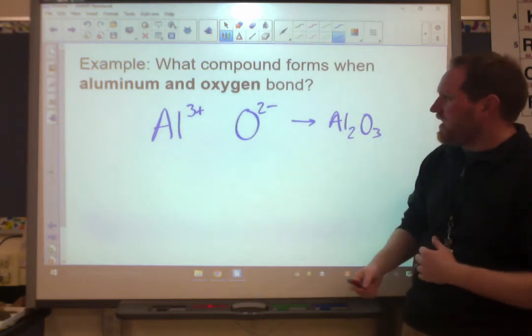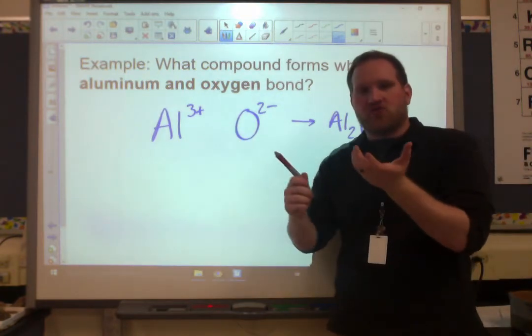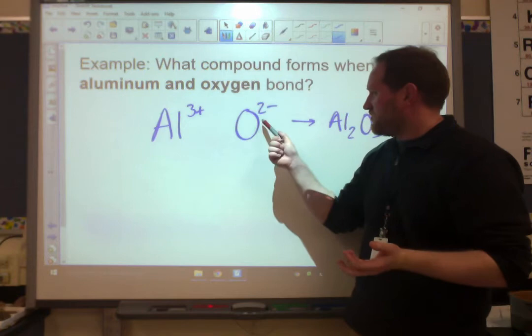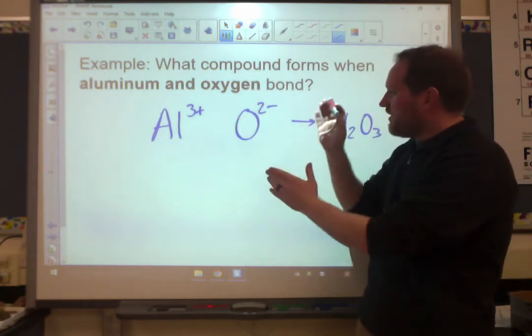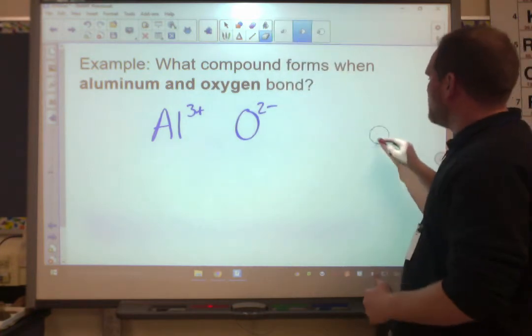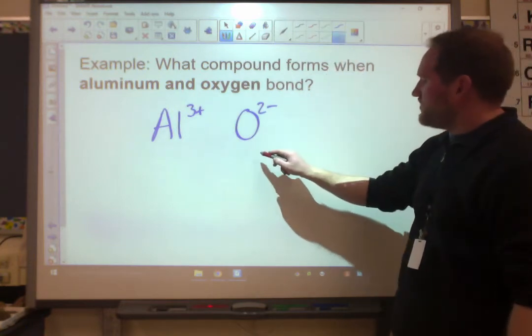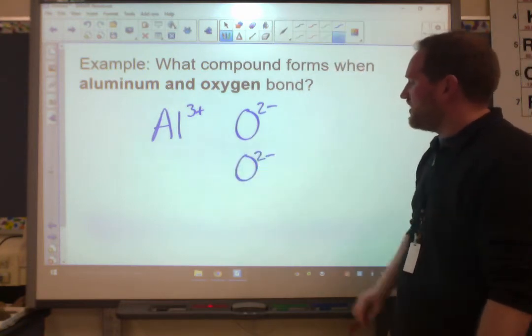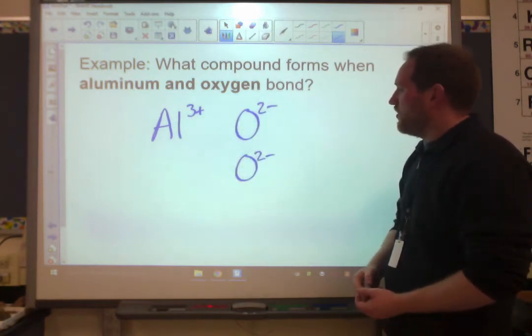And if you want to see how this works more logically instead of just a quick little game like that, think about it. Imagine you have a certain amount of aluminums with a charge of 3+ and a certain amount of oxygens with a charge of 2-. Well, if you want to balance these out, you need to figure out how to get them both to be the same number in opposite charges. So right now, we don't have enough negatives. So if I had another oxygen, well, now the problem is I have 3+ and 4-. That's not going to work.